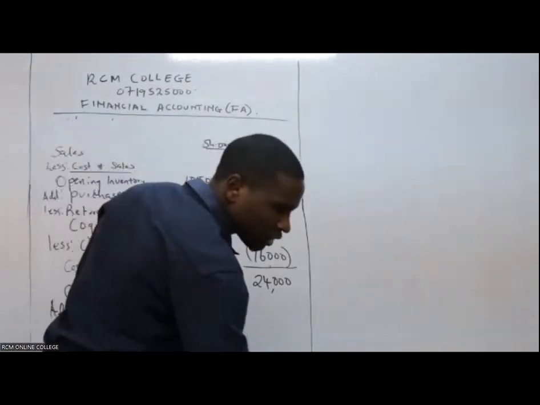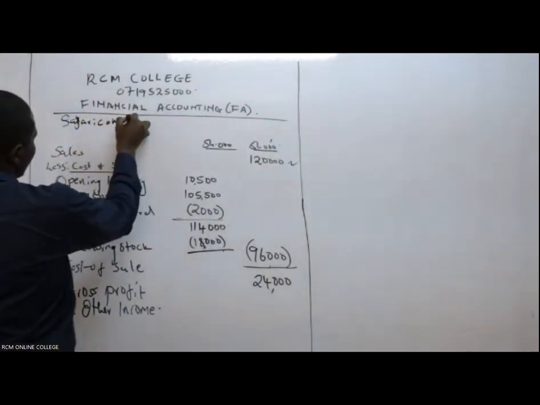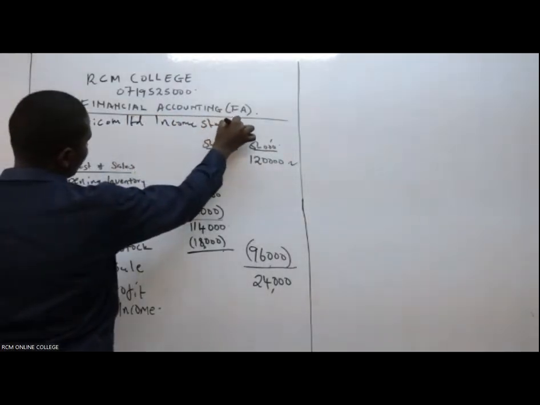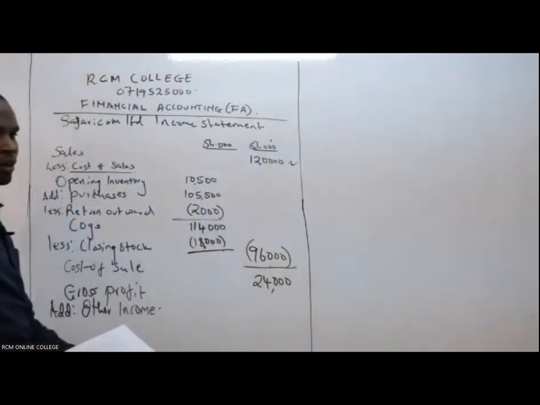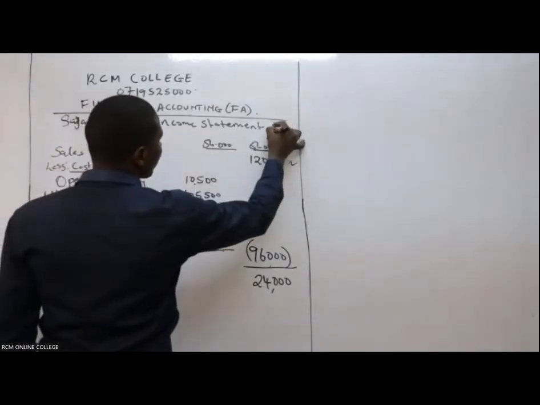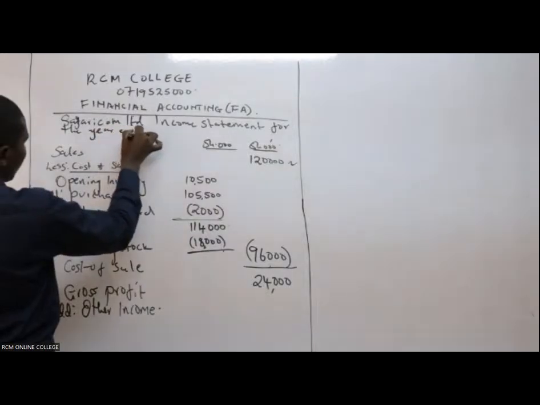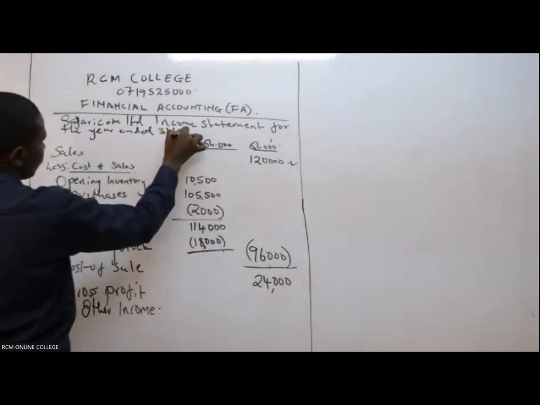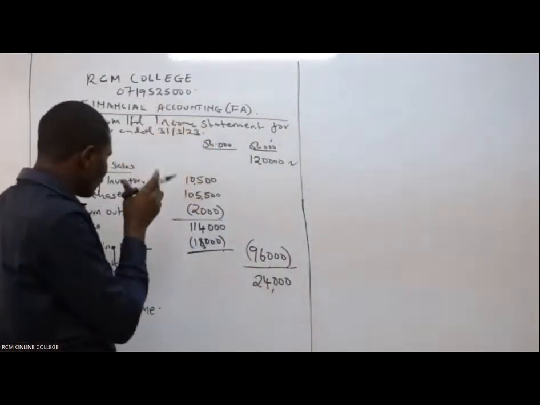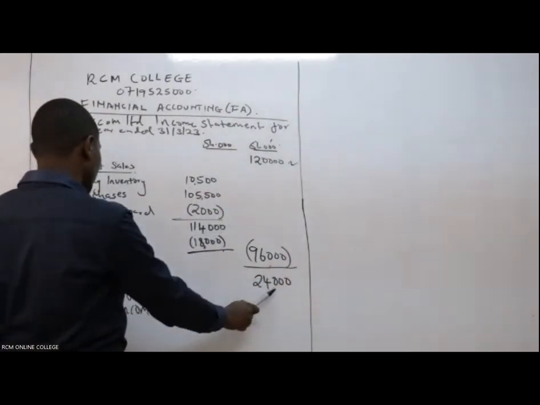We can now change that to Safaricom Limited income statement. As at which date? For the year ended 31st March 2023. So now this is our income statement. Class, you know that when you talk about income statement, it is sale minus cost of sale. You get the gross profit.